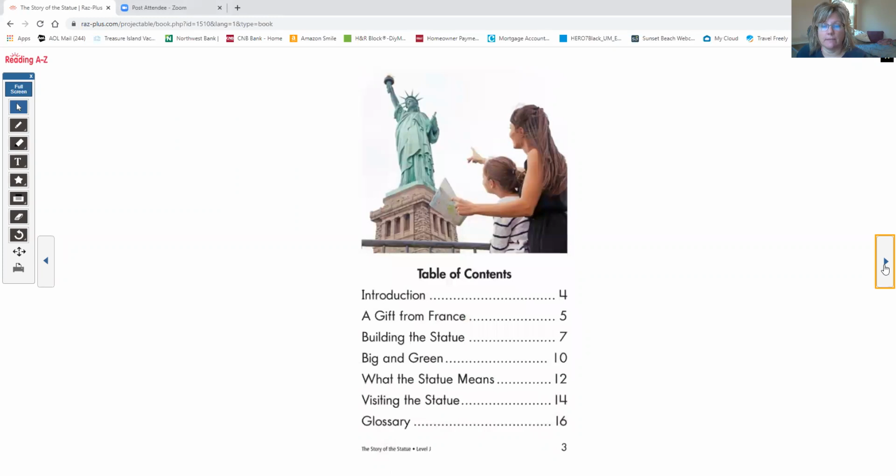There's a table of contents. The introduction's on page 4. A Gift from France is on page 5. And we're going to be reading those pages today together. Building the Statue, page 7. Big and Green, page 10. What the Statue Means, page 12, and Visiting the Statue, page 14. And then you'll see at the end of the book is the glossary if we come to some unfamiliar words.